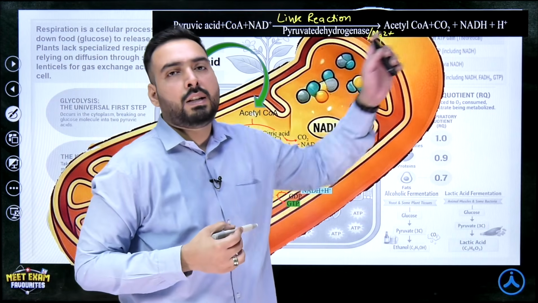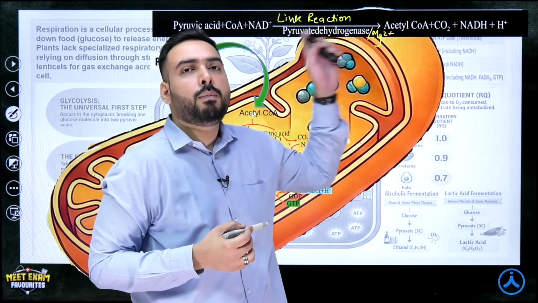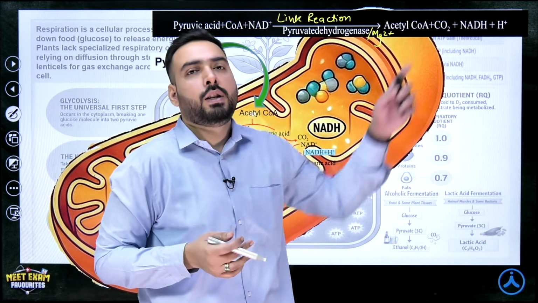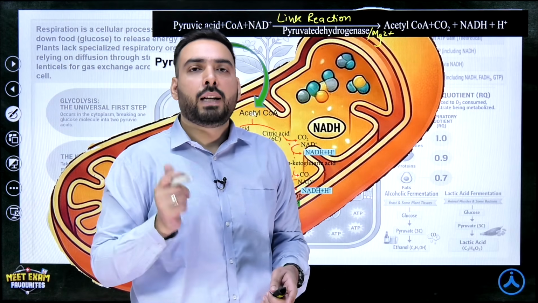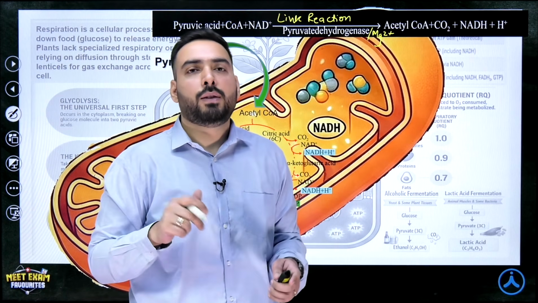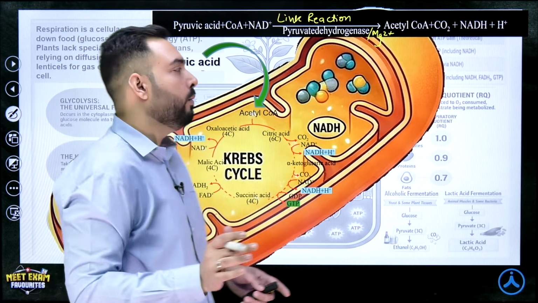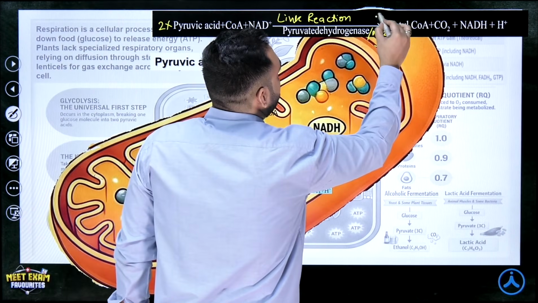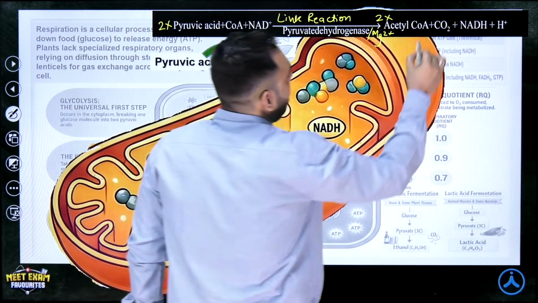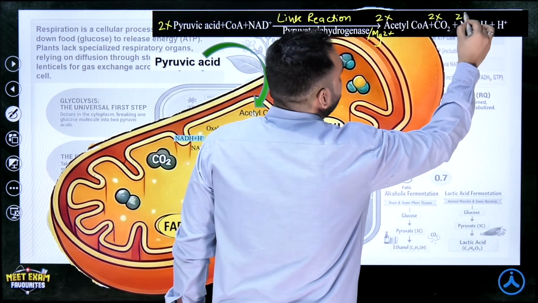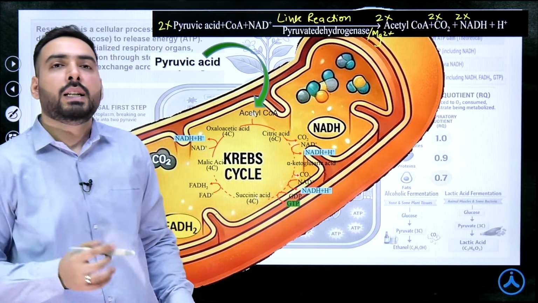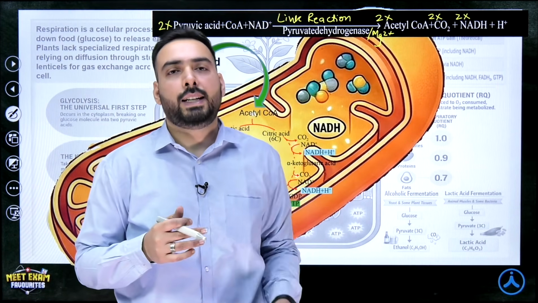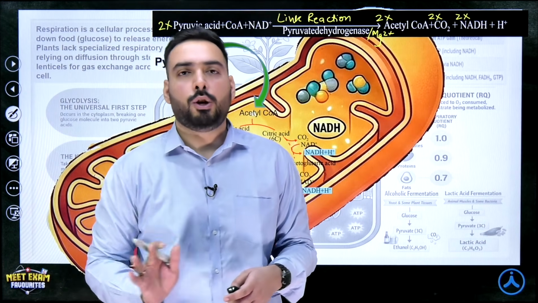Pyruvic acid undergoes oxidative decarboxylation, so CO2 is released. Pyruvic acid releases electrons that are accepted by NAD, and you get NADH. Remember, for 1 glucose, 2 pyruvic acid molecules are formed, so this reaction is multiplied by 2 if we are calculating for 1 glucose. So we have 2 pyruvic acids converting into 2 acetyl coenzyme A, 2 carbon dioxide molecules, and 2 NADH. Remember, 1 NADH is equal to 3 ATP, so this link reaction will eventually give us 6 ATP when we calculate for the entire glucose molecule.